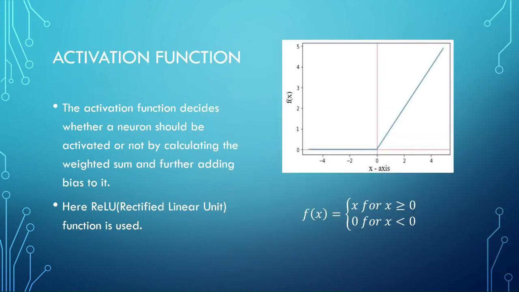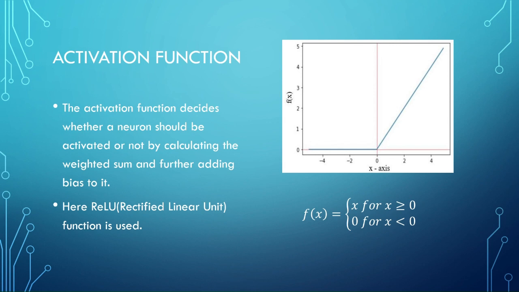Activation function: the activation function decides whether a neuron should be activated or not by calculating the weighted sum and further adding bias to it. Based on the weights, it is decided whether the neuron has to be fired or not. If the neuron fires, it will give the output. If the neuron is not fired, it will become calm.